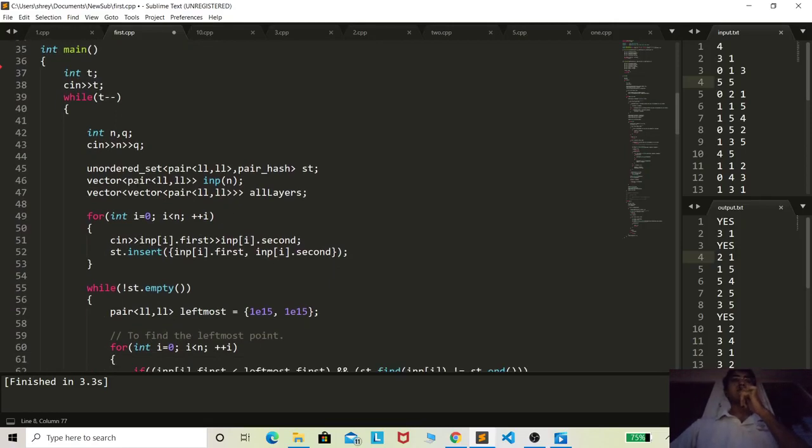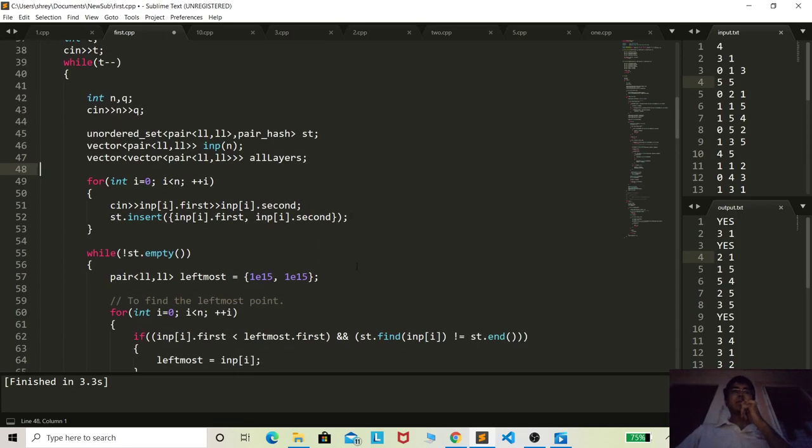And then we are just declaring the input array, and all layers will store all the layers. So suppose if there are 5 layers, it will store all the 5 layers in it. So it's a vector of vector because it stores individual vectors itself, right? So next we take the input, and then we insert them into the set.